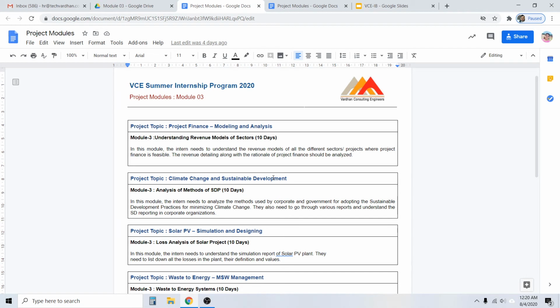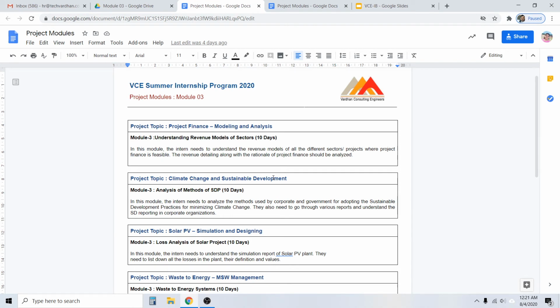Same in a highway project, what is the revenue model? They put up tolls, toll nakas. Based on how many vehicles pass through, they set a toll of this much, with the calculation given by NHAI. So this is how they generate revenues. Okay, so this is how you need to understand the revenue models.